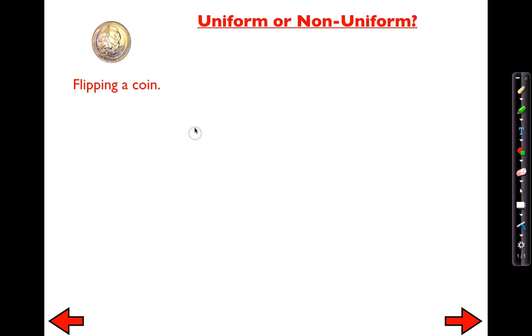Our experiment here is flipping a coin. That's the event. Okay, well, first let's consider the different possibilities. It can land on heads or it can land on tails. So the sample space is heads or tails. Do you think this is a uniform or non-uniform event? Hopefully your answer was uniform.